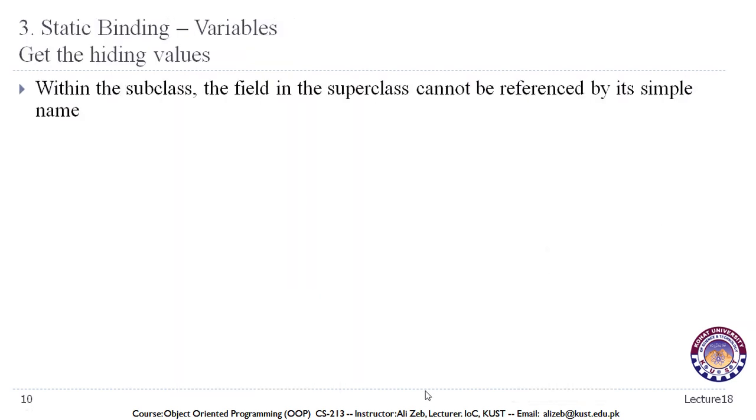Now, how can we get around the hiding of values? Within the subclass, the field in the superclass cannot be referenced by its simple name.